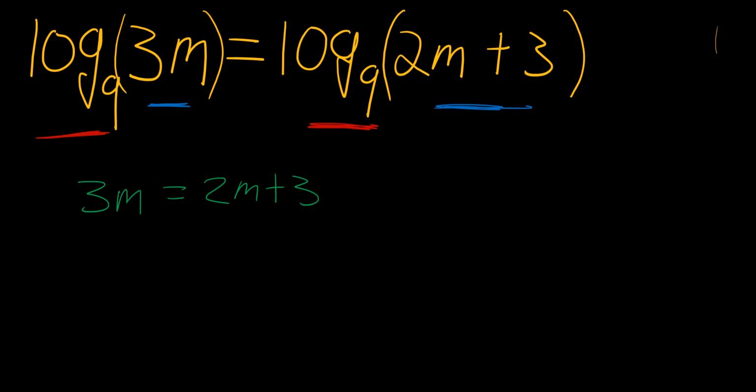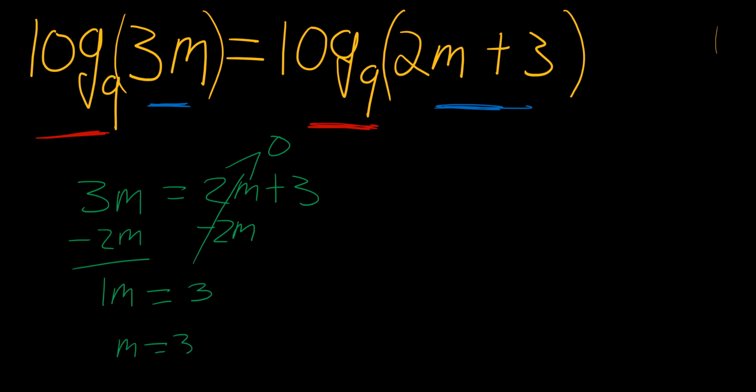We have to simplify for m, so let's do it. I'm going to subtract 2m over here, and I'm going to subtract 2m over here. Of course, it just goes to 0 on your right-hand side. And on the left, 3m minus 2m is just going to give us 1m. So we'll be left with 1m equals 3. Or in other words, m equals 3.